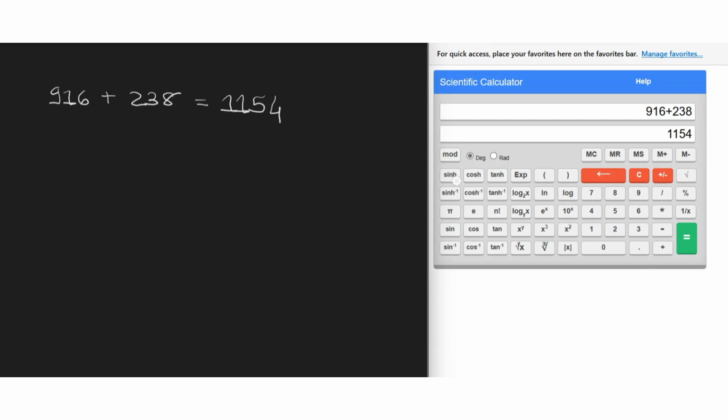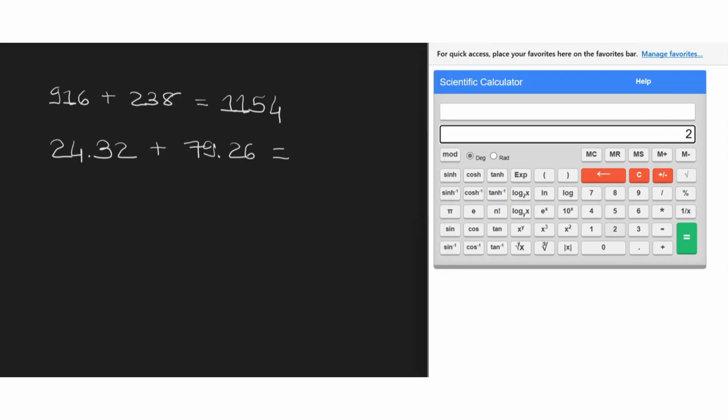Then suppose I'm having some decimal values and I want to perform the addition. Then for that, same way we'll type the numbers. This is the addition that we want to perform. 24.32. If you have written it wrong, then you can press this backspace symbol, plus 79.26 equal to. So we get it as 103.58.